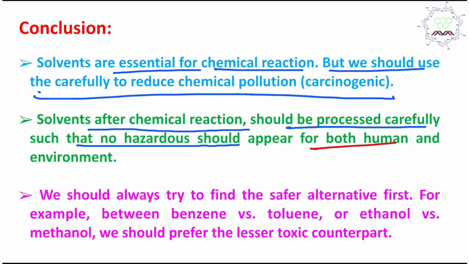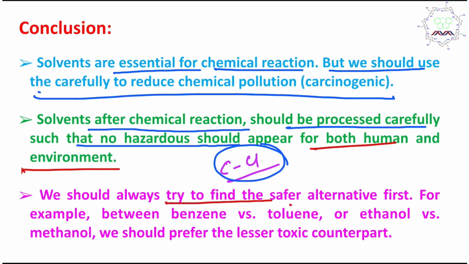For example, if you throw some amount of halogenated solvent inside your sink, then what will happen is that the solvent will flow through the drain and ultimately mix into local water bodies, then it will affect aquatic life, for example fish, and when we eat this fish it will affect us also. So that's not a good thing, okay? And we should always try to find a safe alternative first.